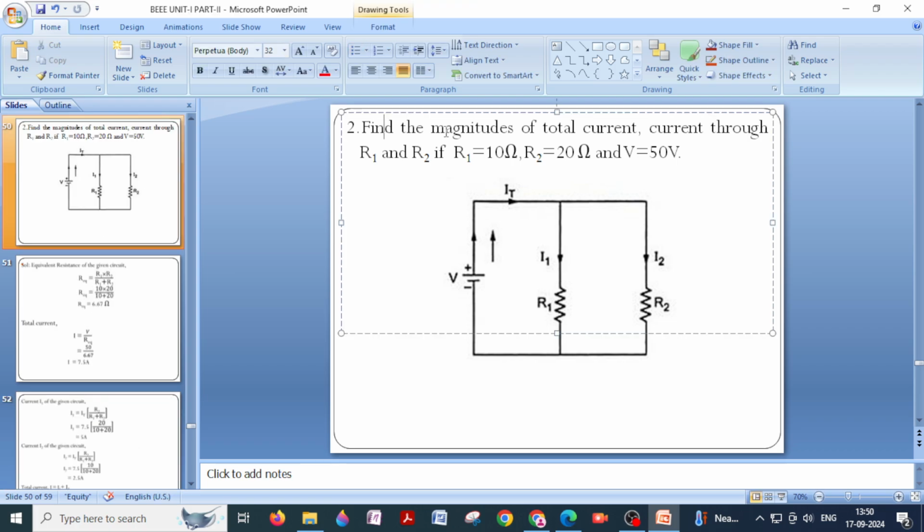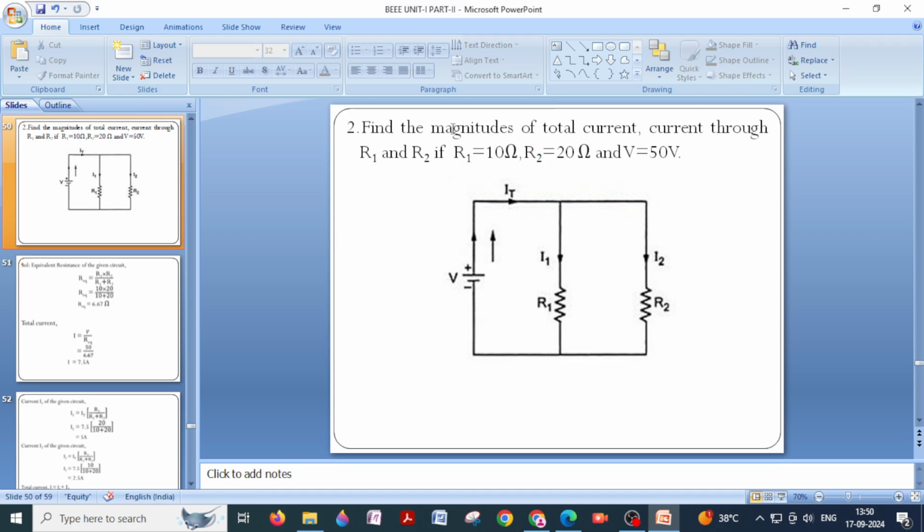In this next problem, we have to find the magnitudes of total current through R1, R2, if R1 is equal to 10 ohms, R2 equal to 20 ohms, and V equal to 50 volts.